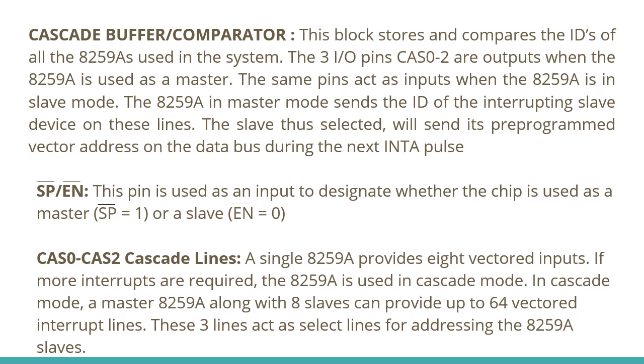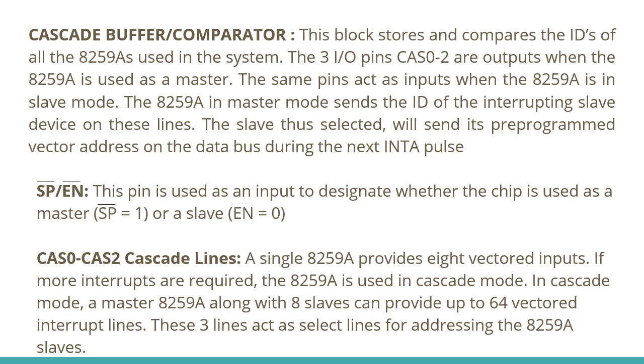The three input-output pins CAS0 to CAS2 are outputs when the 8259A is used as a master. That is, in the cascaded mode, the different 8259As that are used can either be a master or a slave. So when an 8259A is used as a master, then the CAS0 to CAS2 pins will be used as output. These same pins will act as input when the 8259A is in its slave mode. The 8259A in master mode sends the ID of the interrupting slave device on these lines. That is, in the master, these are output lines.